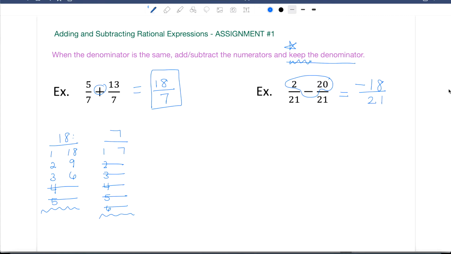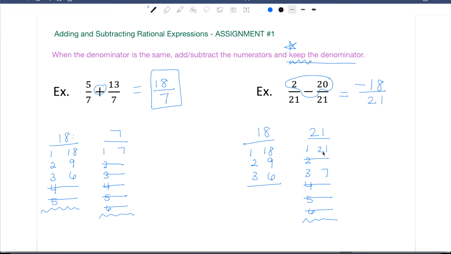Lastly, just check if you can simplify. Alright, for 18, I have 1 times 18, 2 times 9, 3 times 6. I'm just using this list over here. And that's it. For 21, it's 1 times 21. 2 doesn't work. 3 times 7. 4 doesn't work. 5 doesn't work. 6 doesn't work. And I already have 7 on the list, so I stop.